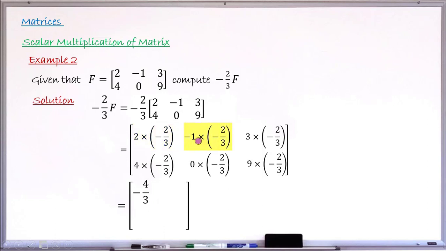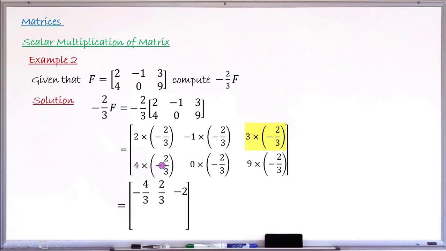The next one is minus 1 times minus 2 over 3. That will give you positive 2 over 3. Look at it. The next one is 3 times minus 2 over 3. You can see this 3, you cancel this 3, you'll be left with minus 2. Look at it. So I'll move to the second row.